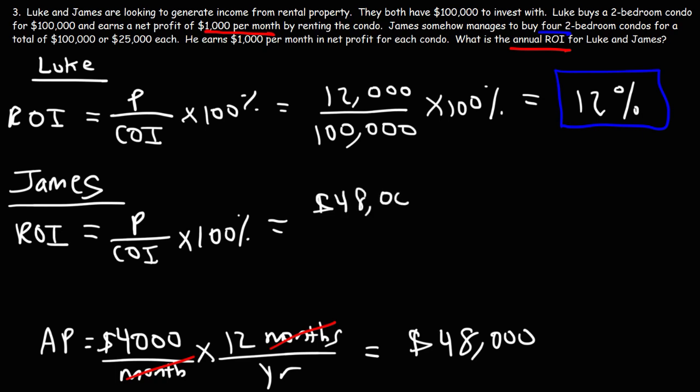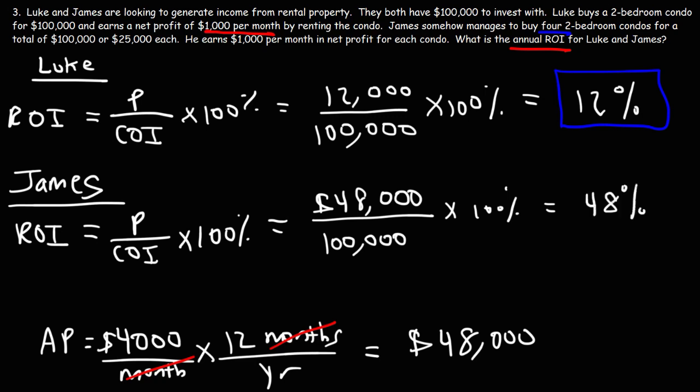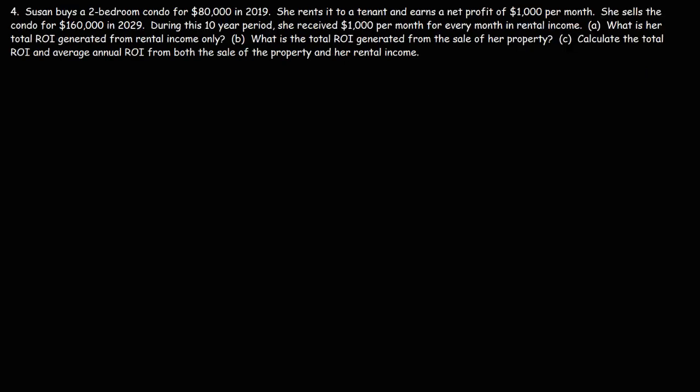So his annual profit is 48,000 divided by his cost of investment, which is 100,000. So this is going to be 48%. That's his annual return on investment. So every year, he's earning 48% of what he invested in terms of rental income. Let's work on one more problem.